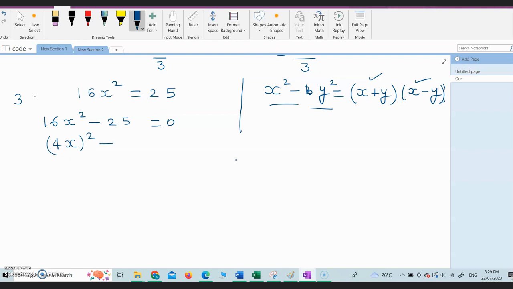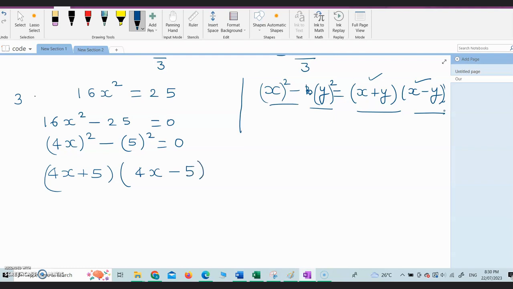Because 4x, if you square it, it will be 16x square, minus 25. So 25 is the square of 5. So I will write it like this. Make sure you write the numbers or terms in this format, where you get the square of one term minus the square of the other term, so that we can apply this formula. So now we can just simply apply x plus y, x minus y. Here our x is basically 4x, so it will be 4x plus y. Y is 5 here. So 4x plus 5 into 4x minus 5 equals 0.